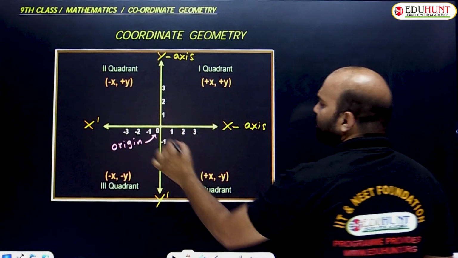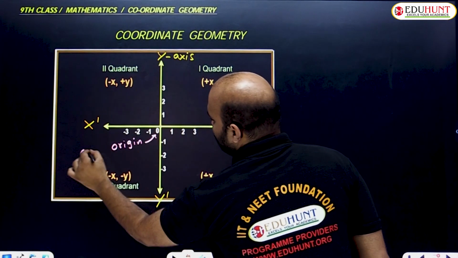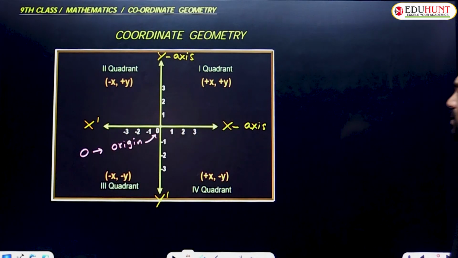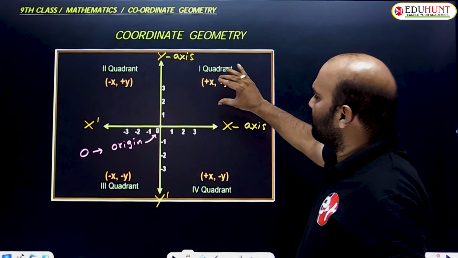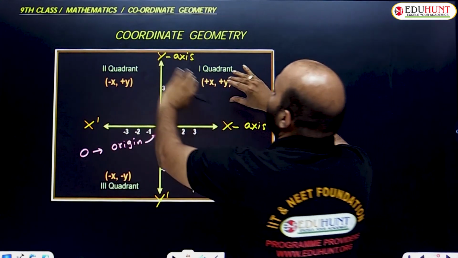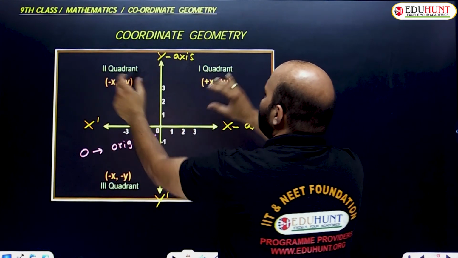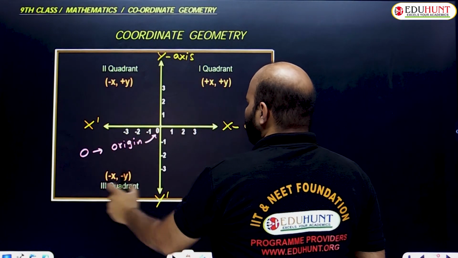Here what I have given is O, which is nothing but the origin. Am I clear? So the plane can be divided into 4 quadrants. This is the first quadrant. With respect to the anti-clockwise direction, this is the second quadrant, this is the third quadrant, this is the fourth quadrant.